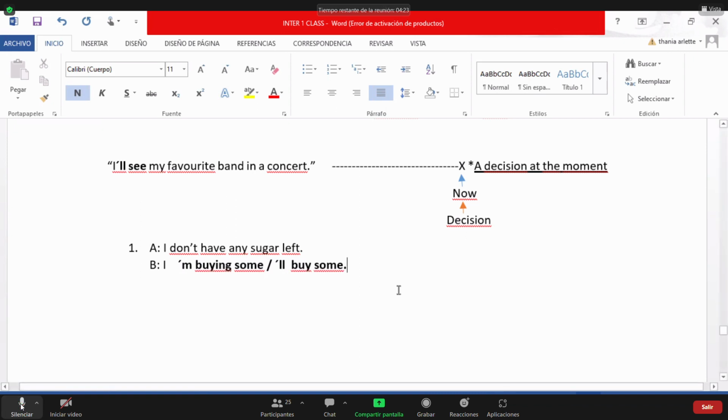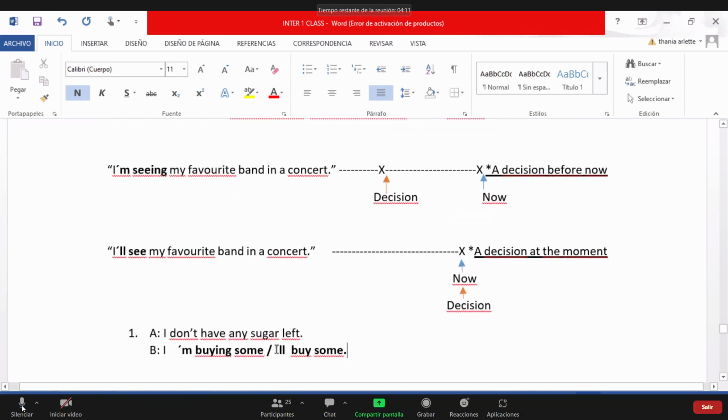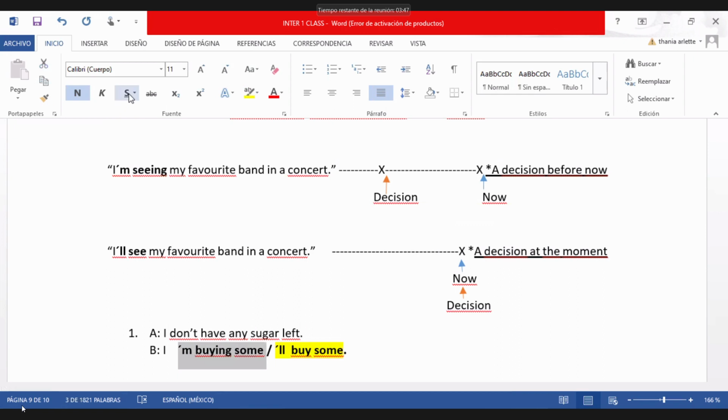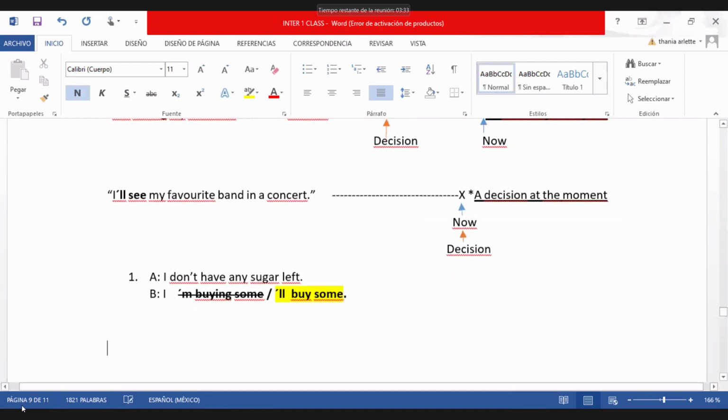The first one. Sorry, this is not the first one. This is the present continuous. No, not exactly. This is the one with the future will, because this is a decision at the moment. I don't have any sugar left, and the other person says, don't worry, I'll buy some. So this one is the correct option, and this one is not the correct one. A spontaneous decision. This is with will.